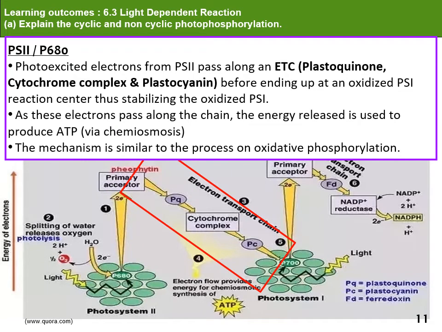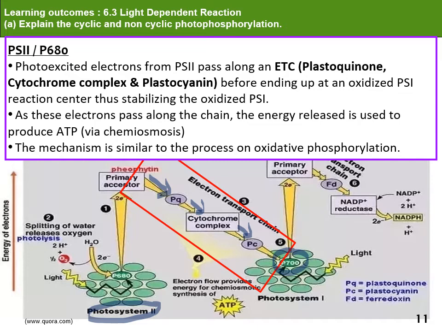Photoexcited electrons from PS2, photosystem 2, will pass along an electron transport chain. They pass to the plastoquinone, then to the cytochrome complex, and then to the plastocyanin before ending up at an oxidized PS1 reaction center, P700. So that's stabilizing the oxidized PS1.